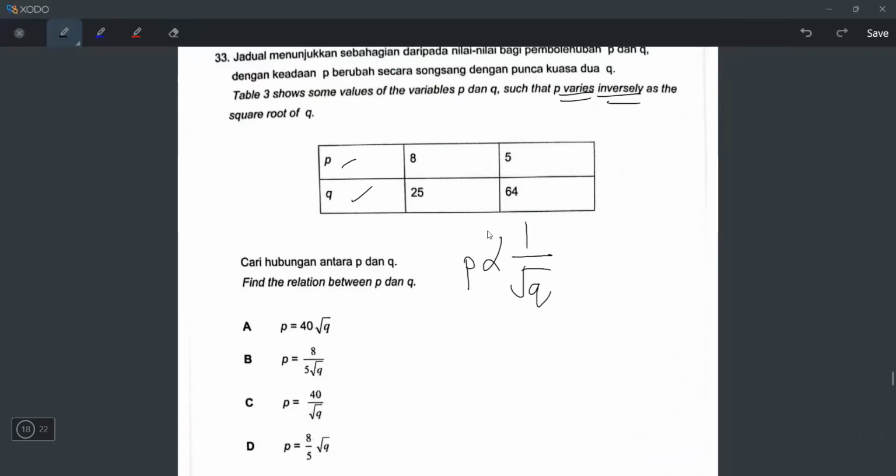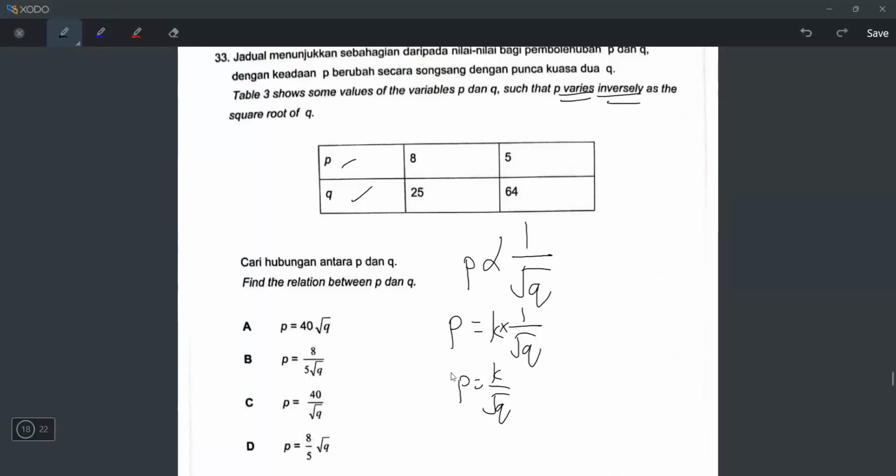Nothing up is 1. And please remember the step. After you write this, you should always salin the P, salin the 1 over square root Q, and this one you have to change to equal and tambah K. Okay, that's just the step you have to memorize. So first step is variation. Second step, changing it to equal tambah K. And please remember the K and this hubungan is darab. So when you darab, it's like you darab number atas one. So it's like this. And then you will try to find K.